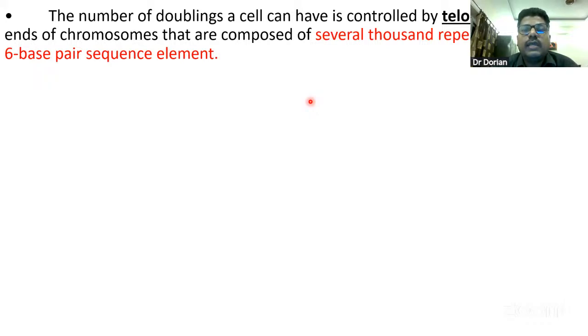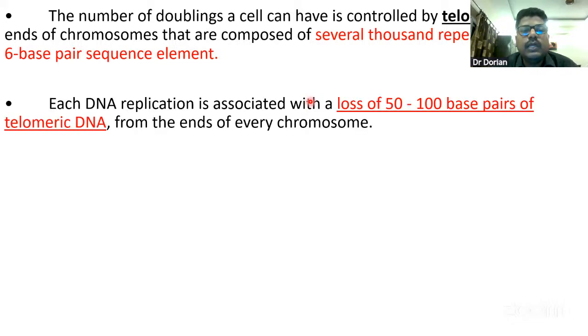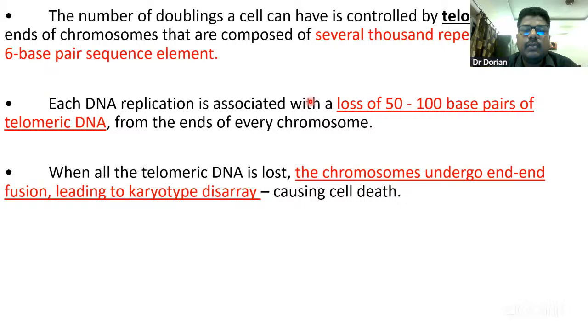So how does a cancer cell go into this replicative immortality? The number of doublings each cell can have is controlled by telomeres. Each telomere will have several thousand repeats of a 6 base pair sequence element. It will be unique for each individual, like microsatellites. Each DNA replication is associated with the loss of 50 to 100 base pairs. Once a critical amount is reached, the chromosome cannot divide further. They undergo end-to-end fusion, leading to karyotype disarray, leading to cell death.